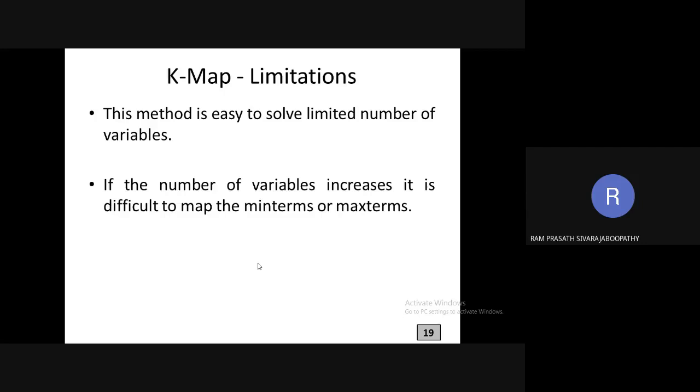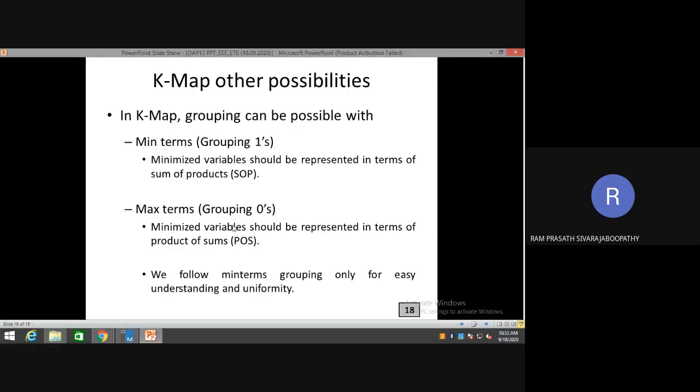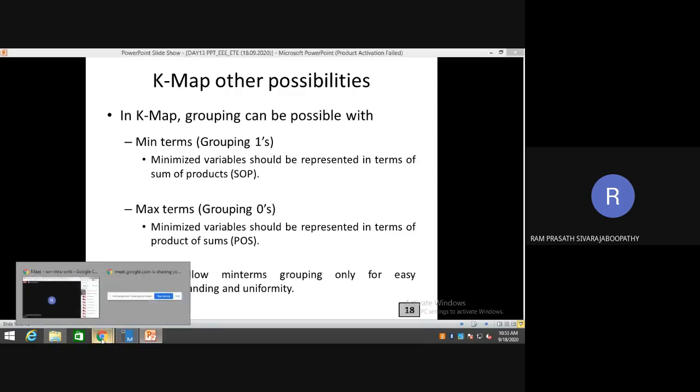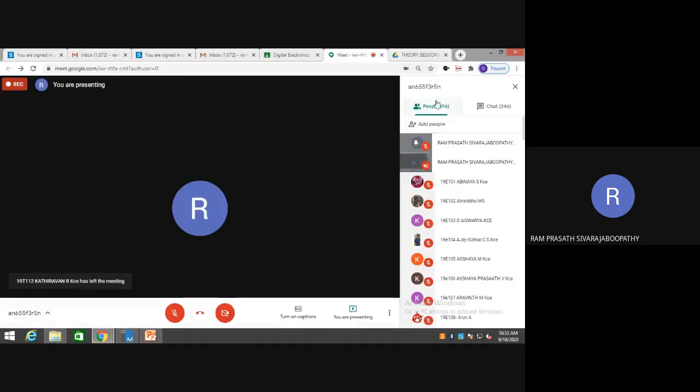Yes, fine. With this, the K-maps are over. We will solve problems. Time is 10:53. We may solve 1 or 2 problems and continue in the later session.